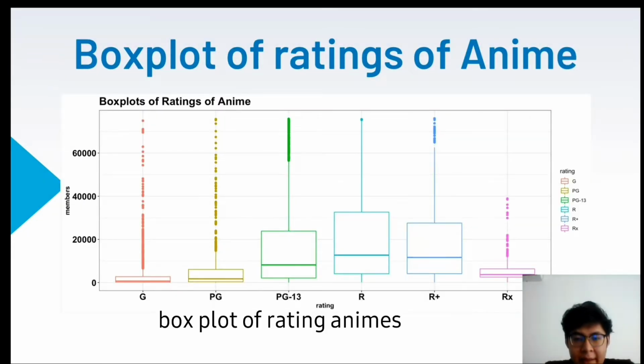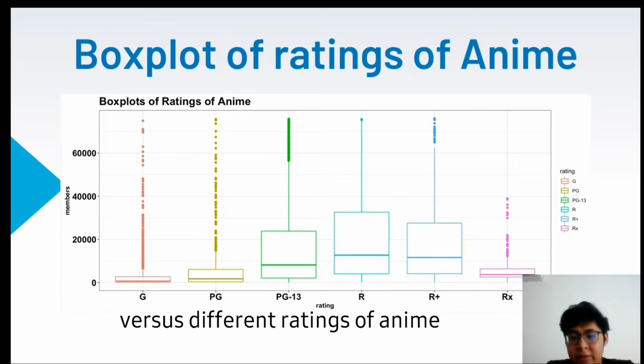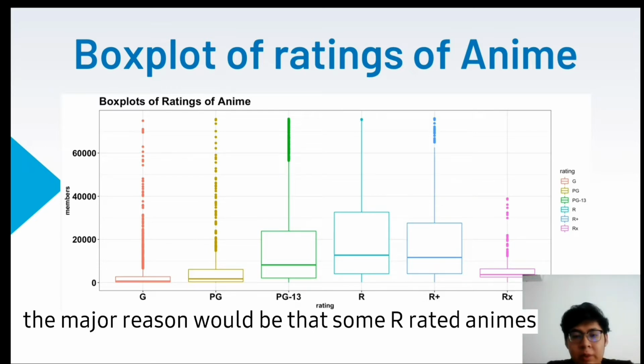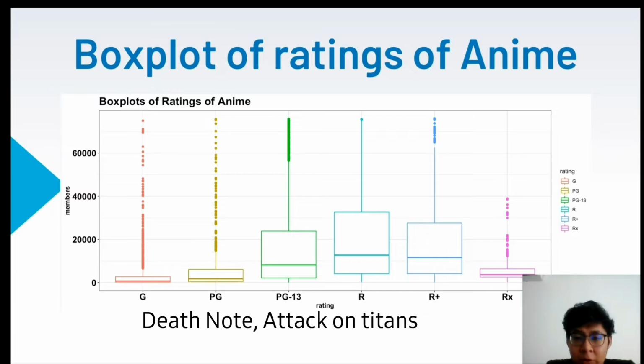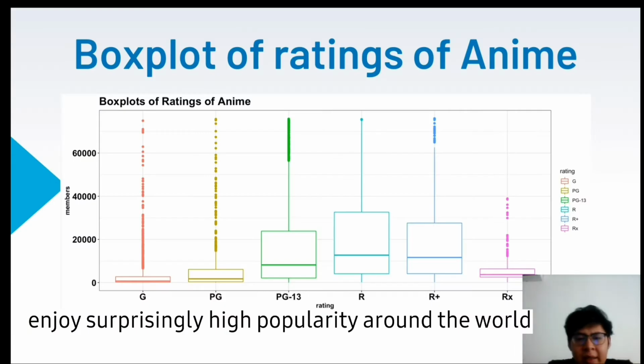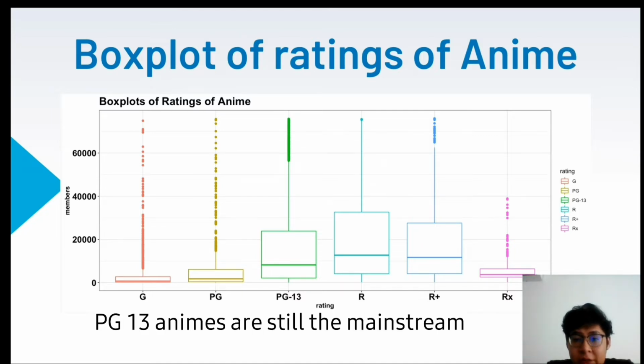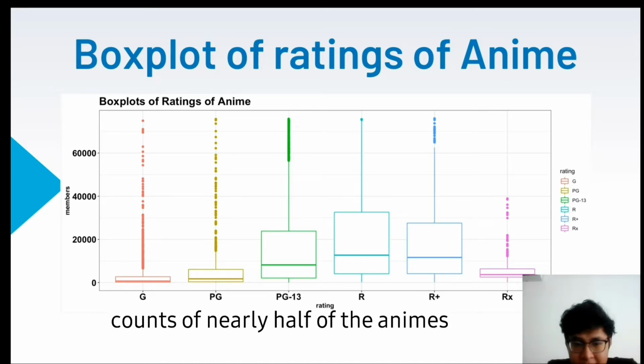Box plot of rating of animes. Box plot of number of audience versus different ratings of anime. The major reason would be that some R-rated animes, Attack on Titan for example, enjoy surprisingly high popularity around the world. In reality though, PG-13 animes are still the mainstream, counting up nearly half of the animes.